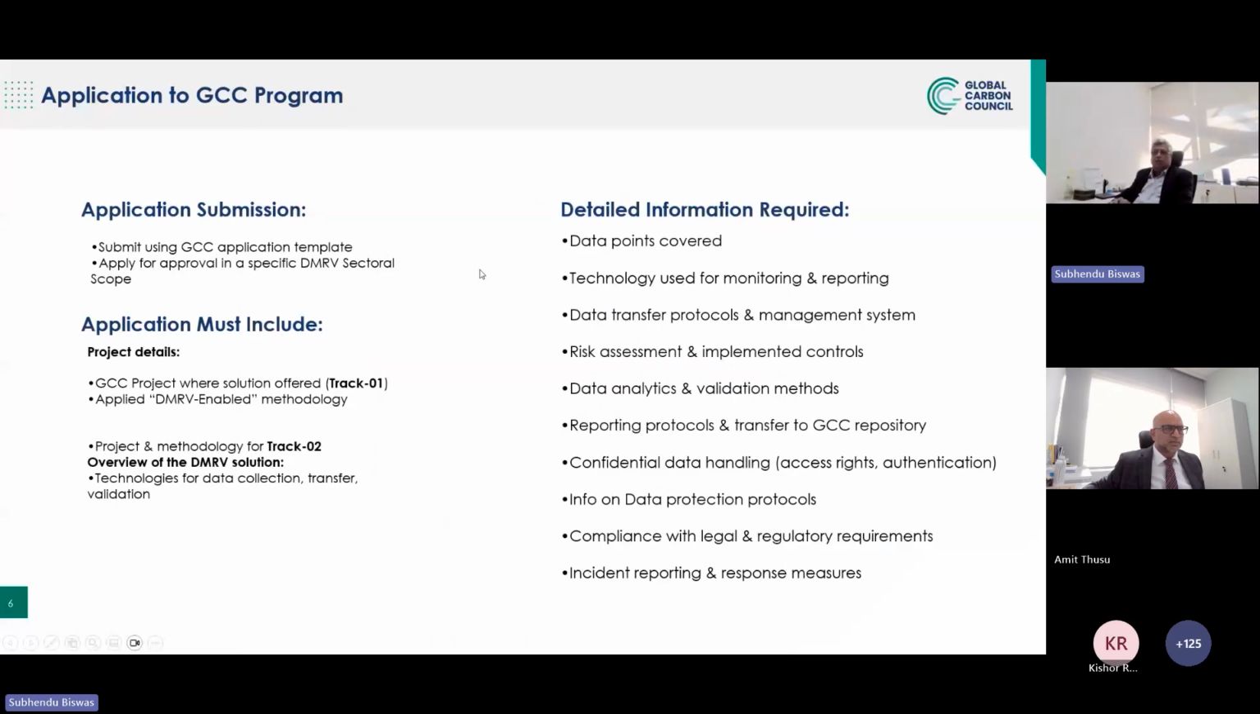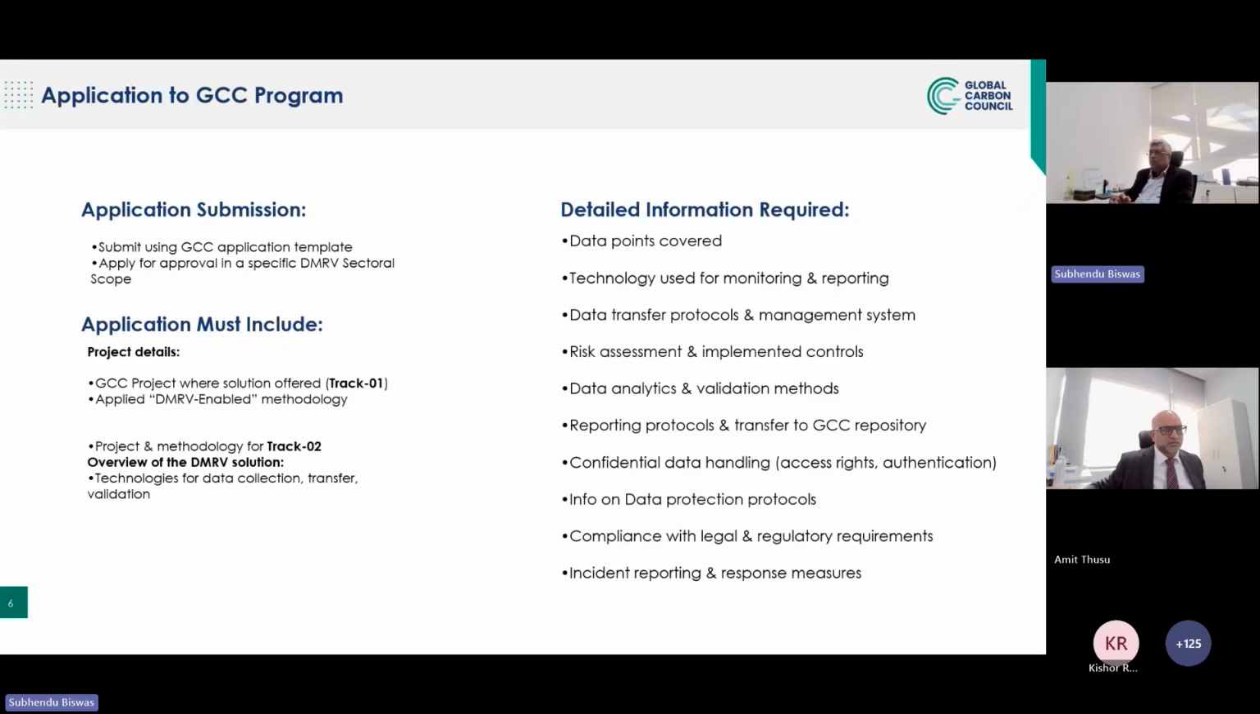You are supposed to submit an application to GCC in a template, which we haven't published as of now because we have left it open-ended for anyone to apply in the manner they want. You can apply for a separate sectoral scope depending on the one that I showed you. Once GCC receives the application, we are going to review it. We have a separate team sitting on DMRV, and they're going to ask questions.